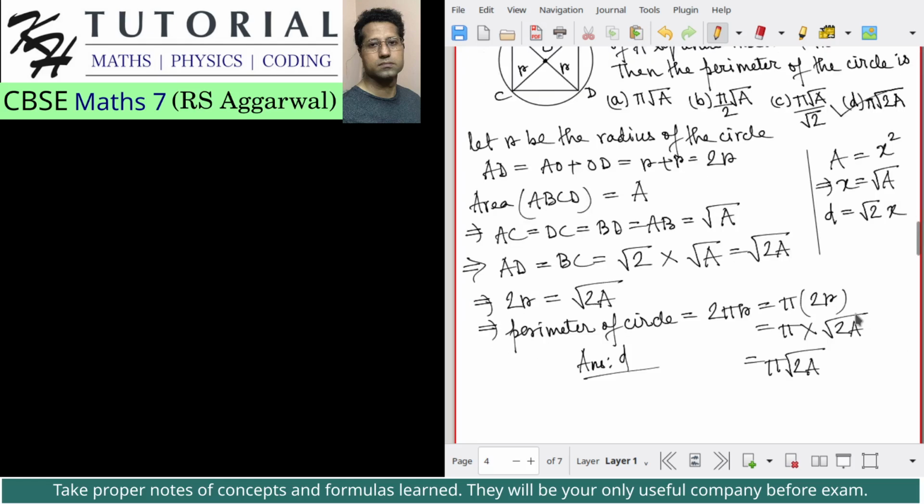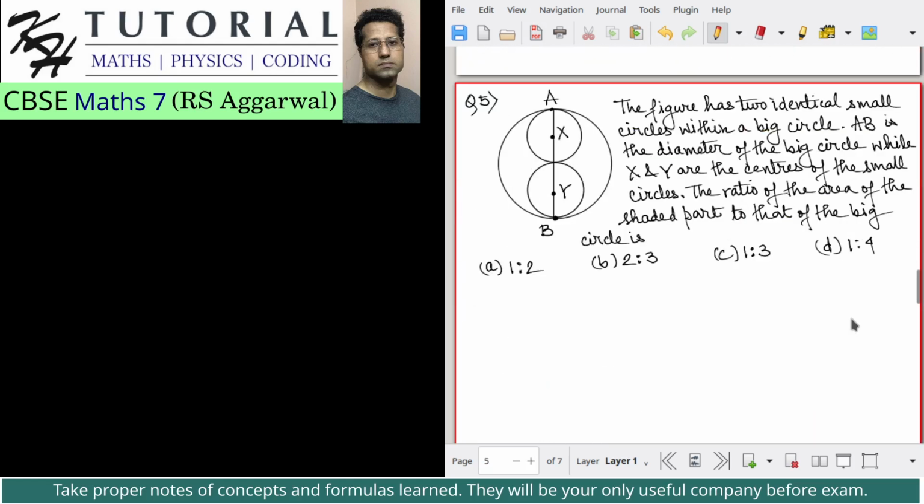Okay, let's see the next problem. Question number 5 says there is a figure. The figure has two identical small circles within a big circle. AB is the diameter of the big circle, while X and Y are the centers of the small circles.